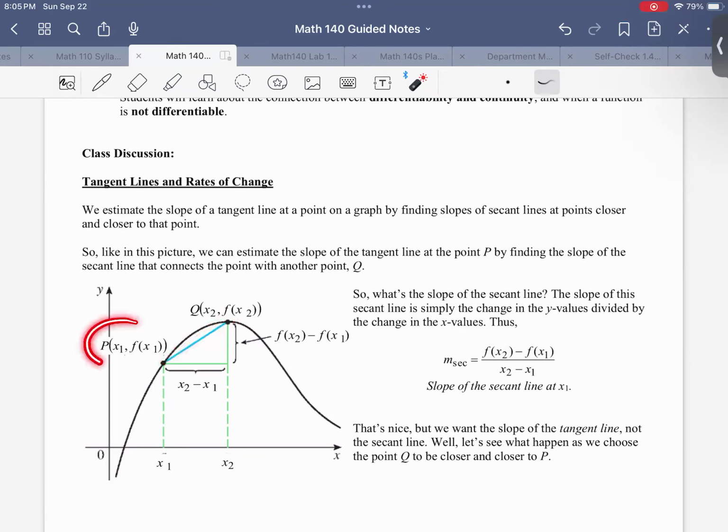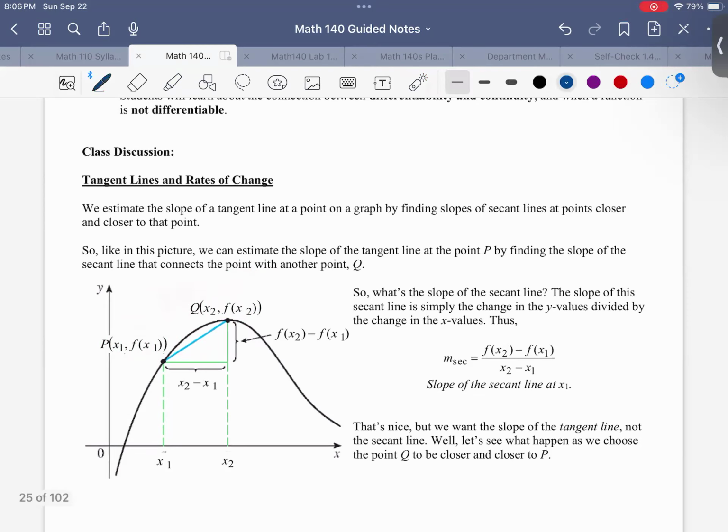If we look at this graph here, we have 2 points, P and Q, respectively x1, f of x1, and x2, f of x2. Just xy coordinate points. With 2 points, we are able to find an equation of a line, y equals mx plus b. We find the slope, things like that. What this actually is, this line between 2 points on the graph, is called a secant line. That blue line, that's a secant line.